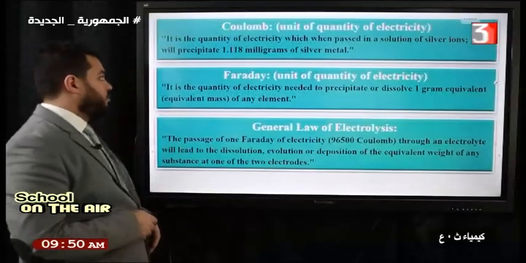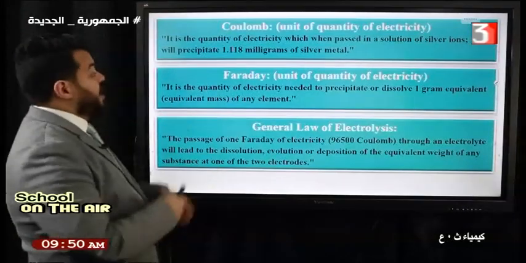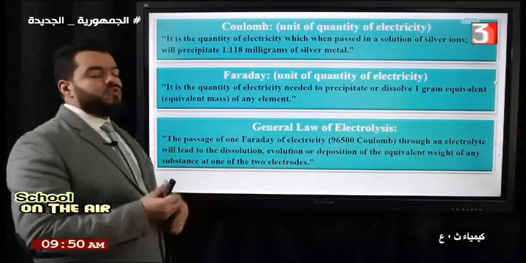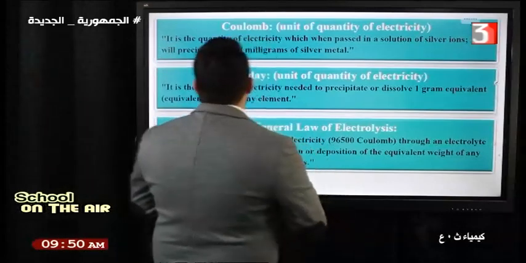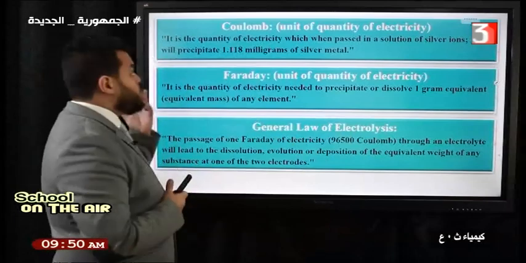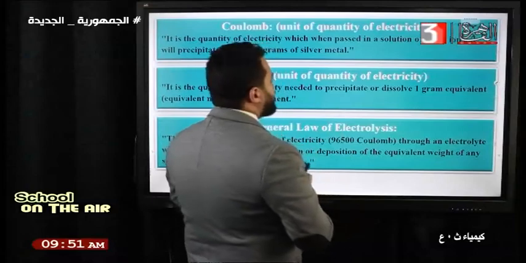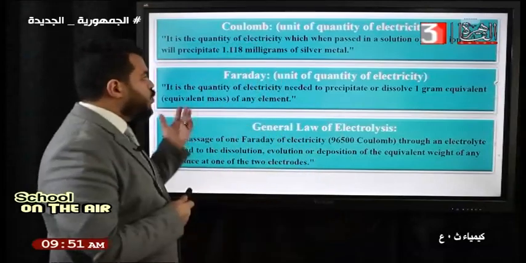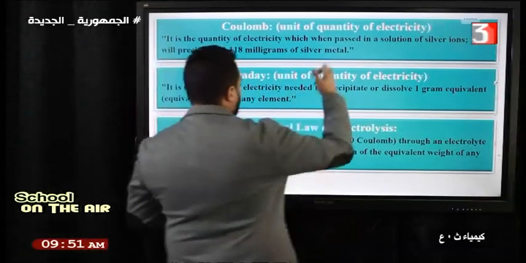We have some definitions we must know, which you can study in physics or in chemistry. The coulomb, which is the unit of quantity of electricity, is the quantity of electricity which, when passed in a solution of silver ions, will precipitate 1.118 milligrams of silver metal.